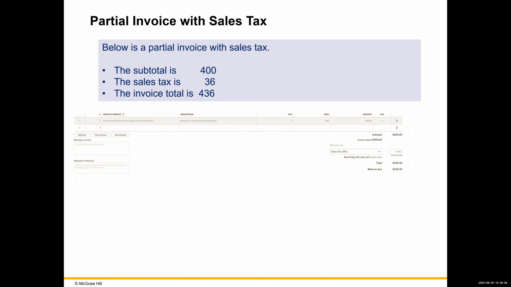And what's the rate? We're going to charge 9% tax. What's 9% tax on 400? $36. So we've got a subtotal of 400. The sales tax on that merchandise is $36. And our invoice total is now $436. Okay, perfect.